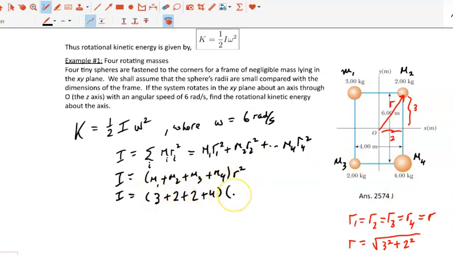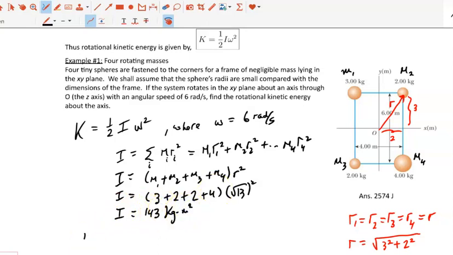Then r is the square root of 3 squared, which is 9, plus 2 squared, which is 4. So that's 13, root 13, but that's going to be squared, so it's really just being multiplied by 13. That will give you a rotational inertia of 143 kilogram meters squared.